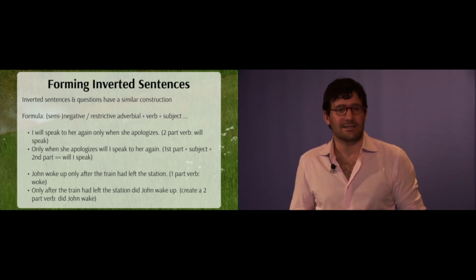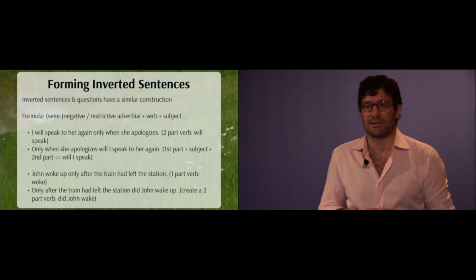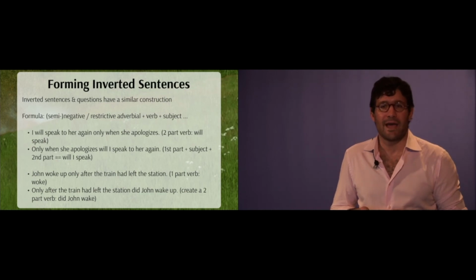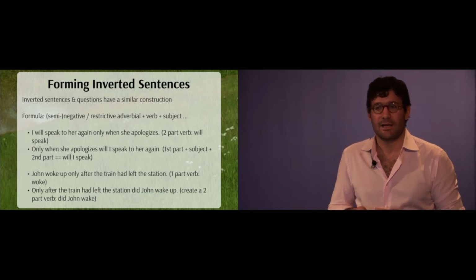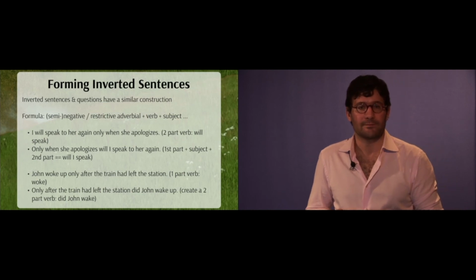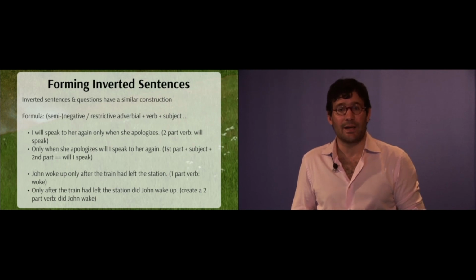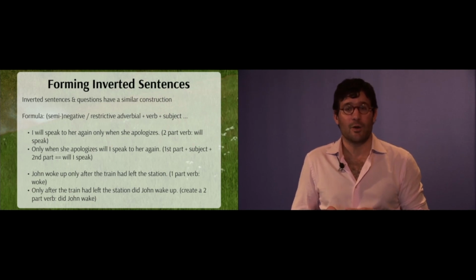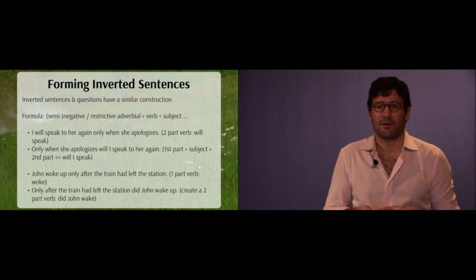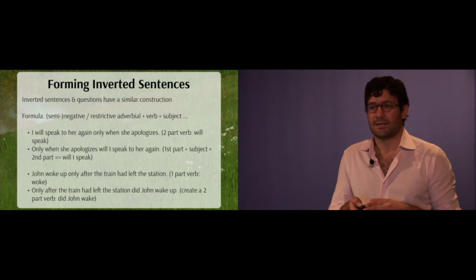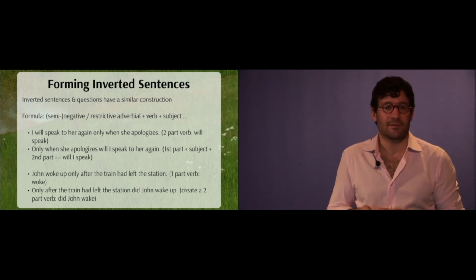Let's take a look at the second sample sentence. John woke up only after the train had left the station. Here we have a one-part verb, woke. So we have to do it the same way we do a question. Only after the train had left the station did John wake up. So we create a two-part verb. We take did wake out of woke, and then we invert. First part of verb, subject, second part of verb. Very simple. And that's inversion.